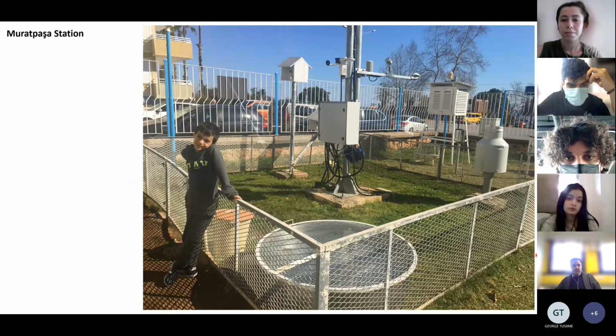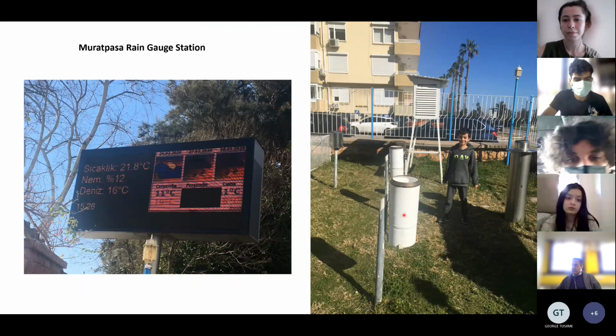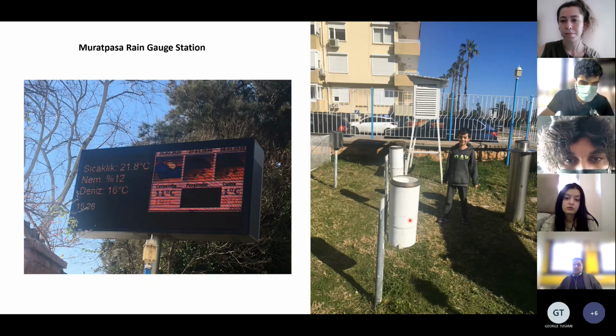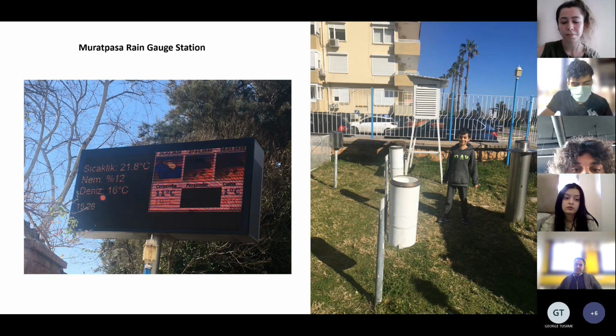You might see this station, and here you see different instruments are available at these stations, and these are tipping buckets. You see, these two are tipping buckets to measure the point rainfall at Antalya. Also, they provide values of, for example, moisture, temperature of the sea, and temperature of the atmosphere. And these tipping buckets provide information for the rainfall, as I told.